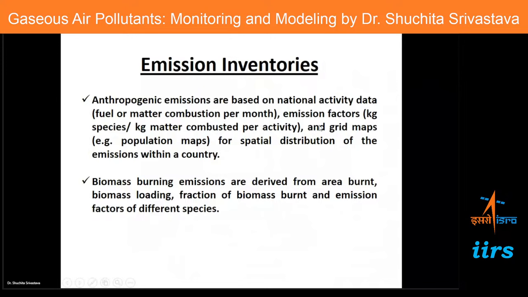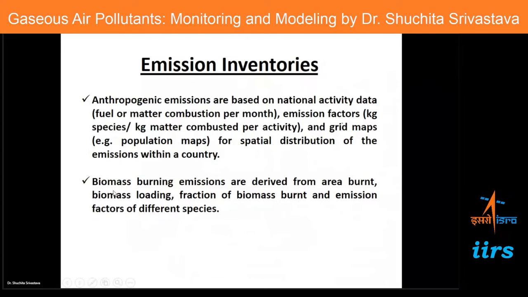And grid maps mean the population of different industries or power plants or vehicles or domestic emission sources, as a gridded map. All these are used for development of the emission inventory. And the emission inventory gives you the amount of emissions happening inside one grid cell.